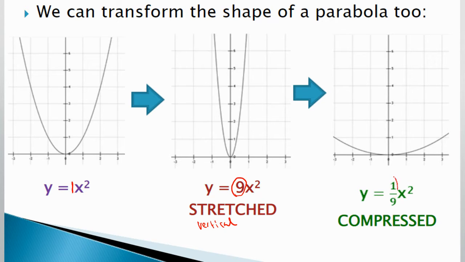Versus here, we have a fraction. So I like to say fractions make it fat. Fractions make it fat. So this is a vertical compression. I also call it a vertical shrink too. So it means the same exact thing.